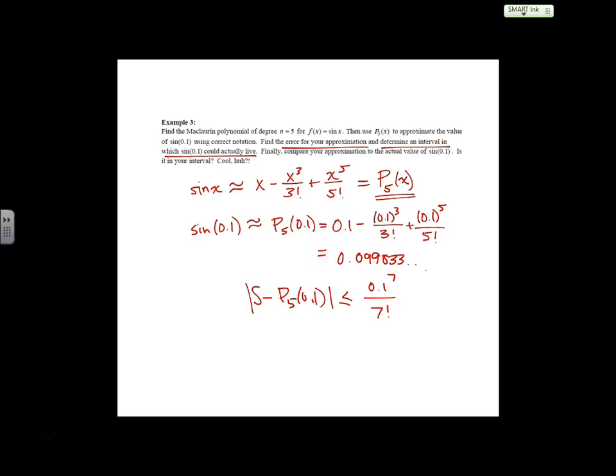So then how do we solve? Do we need the other side too? Well, we're going to have the negative and positive version, remember, because that's absolute value. It's technically a negative. So we can say the sum is between the negative 0.1 to the 7th all over 7 factorial plus p sub 5, and then positive 0.1 to the 7th all over 7 factorial plus p sub 5.